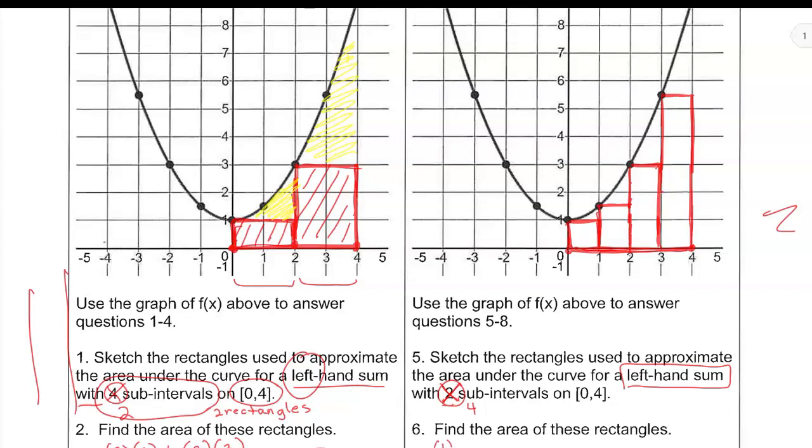So 1 times 1 for the first rectangle. 1 times, I would say 1.5. So I'll put 1.5 there. 1 times 3. And 1 times 5.5.